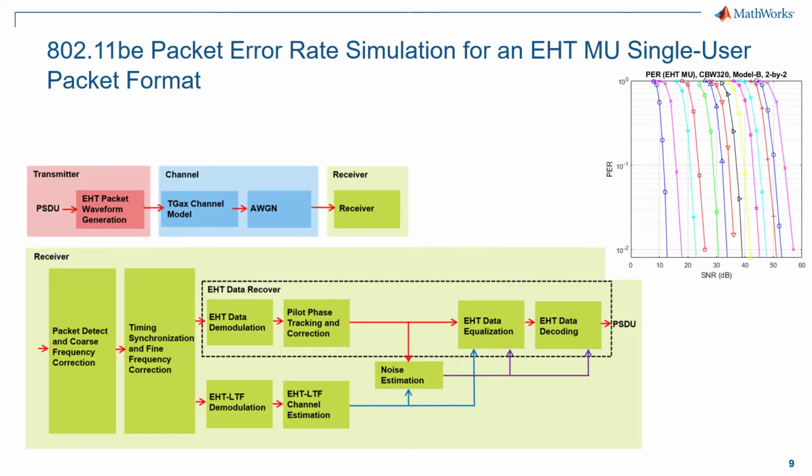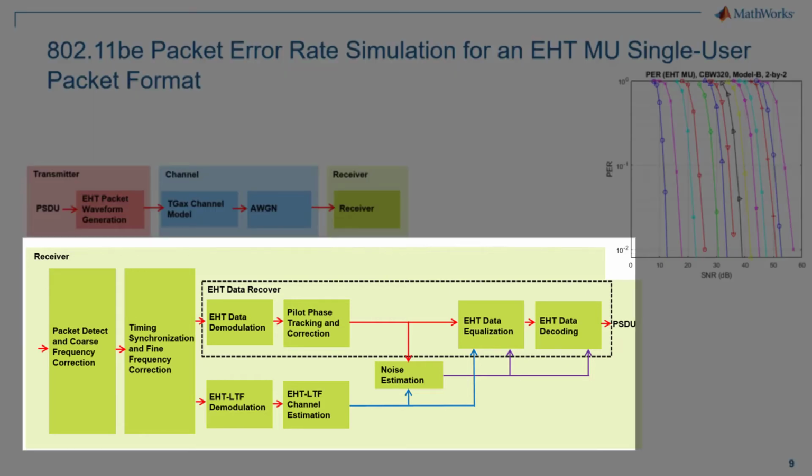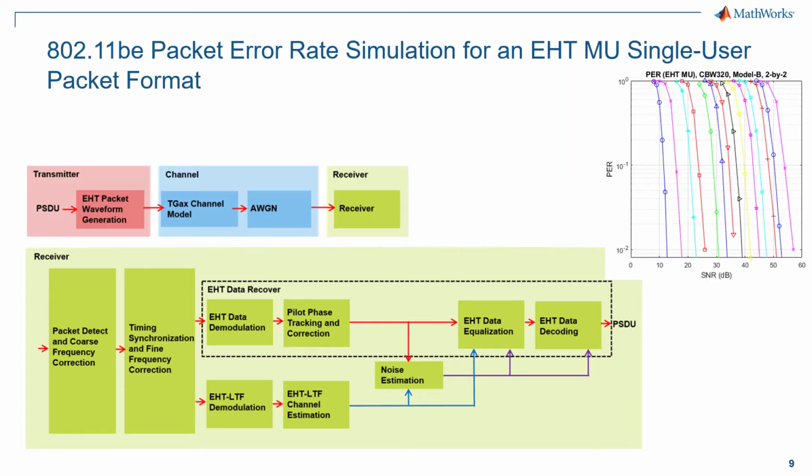Once you have the waveform and simulated the impact of propagation, you can set out to determine the overall performance of the link at the output of a receiver. This is what the example shown here does. The receiver detects packets and processes legacy and then EHT-specific fields before demodulating, equalizing, and decoding EHT data. Let me point out that you have full source code, which means you can view, modify, or completely replace the receiver provided with the toolbox.